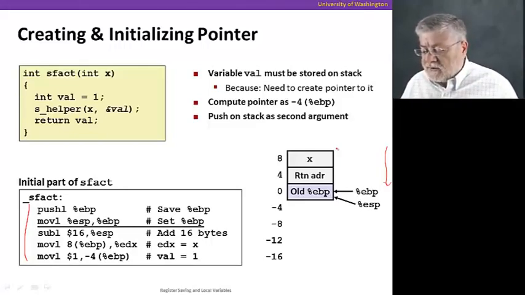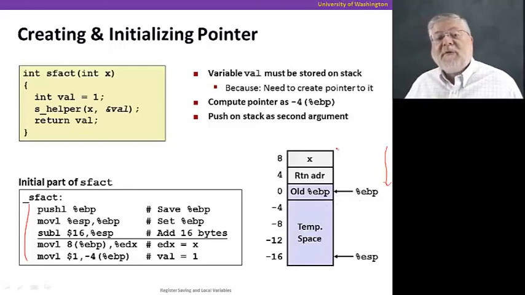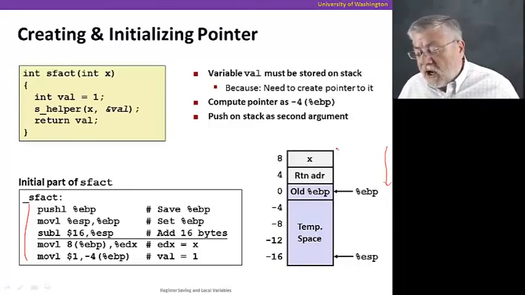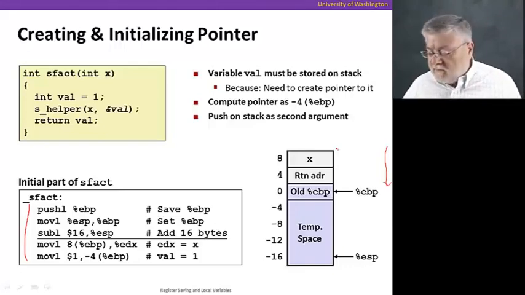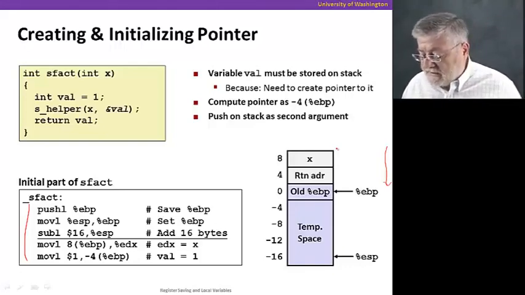And then you'll notice we're going to subtract 16 from ESP, creating this temporary space on the stack, essentially allocating 4 words, 16 bytes, on the stack for use by local variables. Now in this case it turns out we're not going to really use all of that space. We only needed 4 bytes, but for argument's sake let's allocate 16.